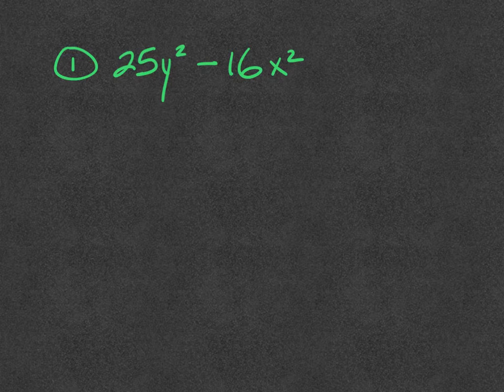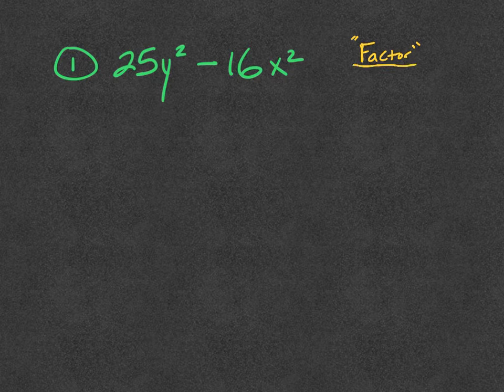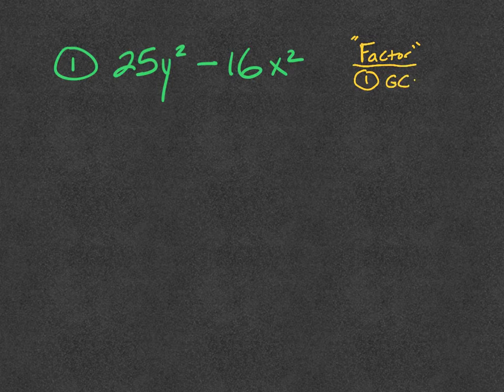Number one, 25y squared minus 16x squared. On this problem, we're asked to factor. Anytime you see that word in the instructions, make sure you check to see if there's a greatest common factor, something that you can take out of both terms.